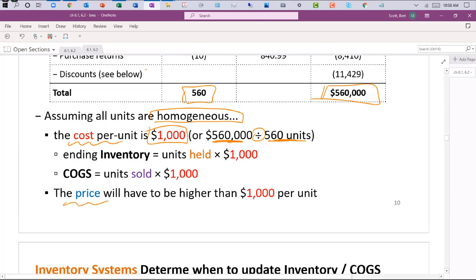Generally, the price will have to be higher than $1,000 per unit, because realize we've got things like depreciation expense, salaries expense, utilities expense, right? So we may have to jack up this price pretty high. Nevertheless, ending inventory at this point in time is based on the units held times the $1,000. When we sell the units, it's going to be based on the $1,000 per unit.